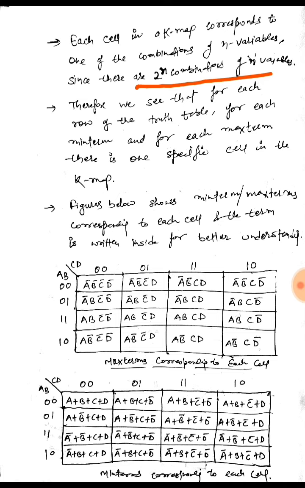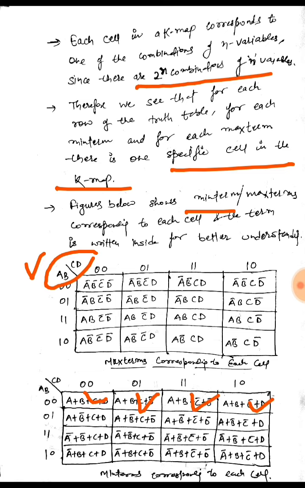Therefore we see that for each row of the truth table, for each minterm and for each max term, there is one specific cell in the K map. Figure shows below the minterms and max terms. Max terms are the product terms, which we have already seen in the last lecture, and minterms are the sum terms. So if I have a 4 variable K map, that is A, B, C, D, then I will be having 16 max terms corresponding to these variables, and similarly 16 minterms are also possible for this combination of input variables a, b, c, d.